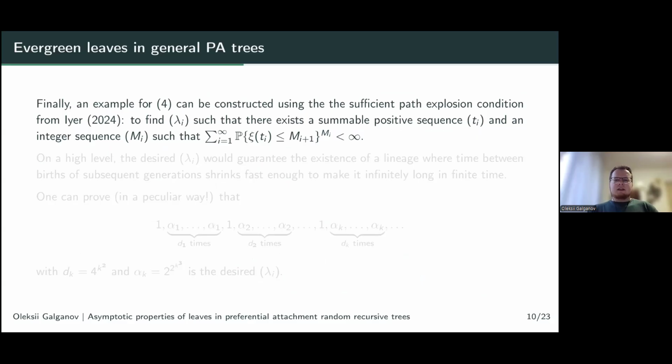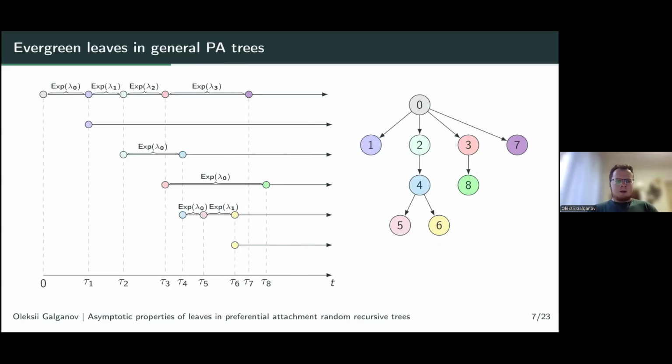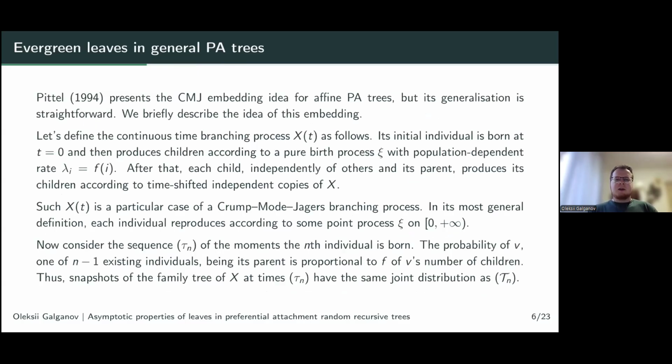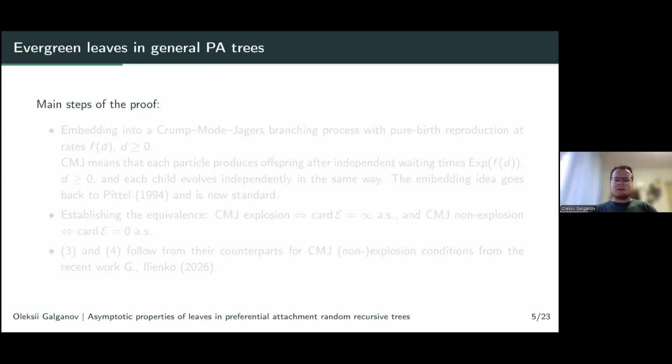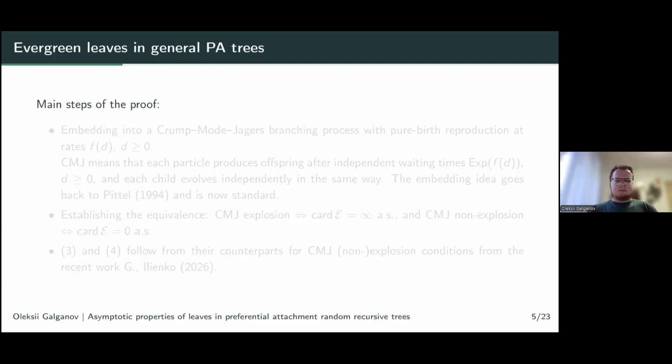Finally, for the last case, when the series diverges but the number of Arabian leaves is infinite, I can give an example explicitly.